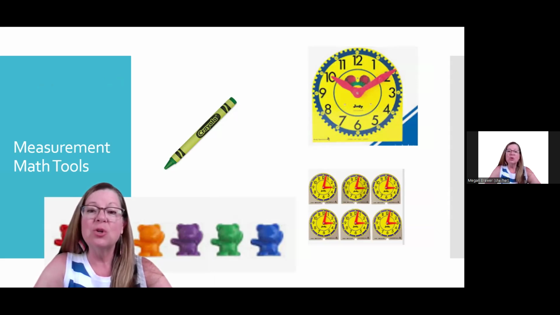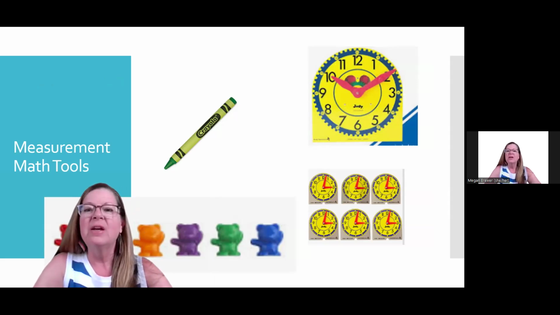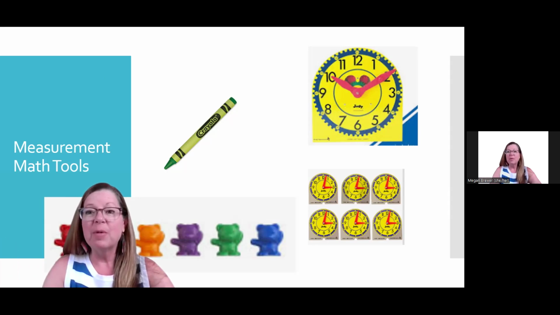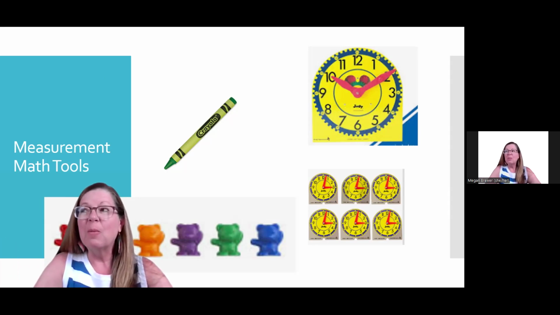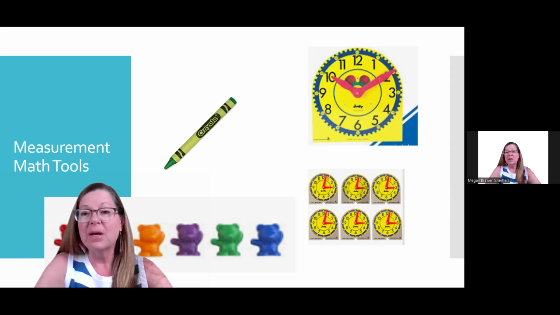Compare the lengths of 2 objects indirectly by using a third object. Is it shorter? Is it longer? Express the length of an object as a whole number of length units. Maybe I'm measuring a pencil lining up the plastic teddy bears, or maybe I'm measuring my desk using the crayon. So these are non-standard measurement tools.